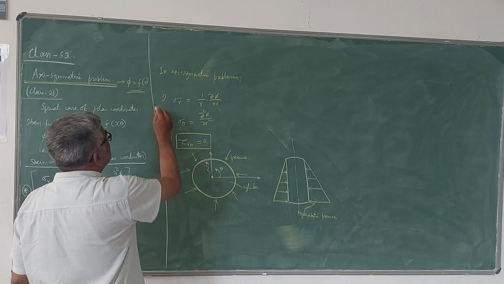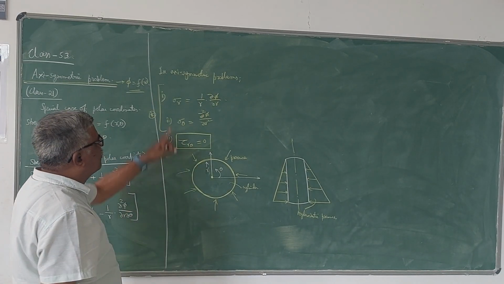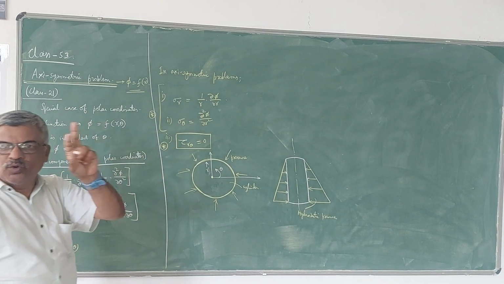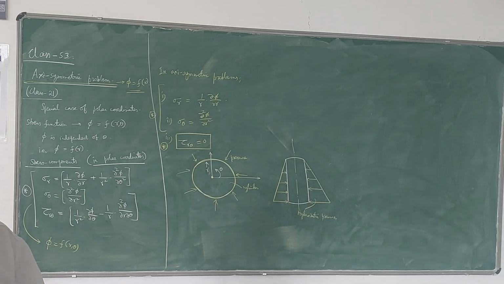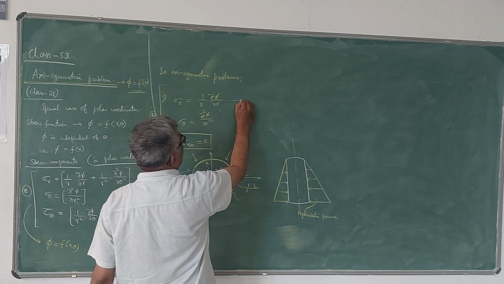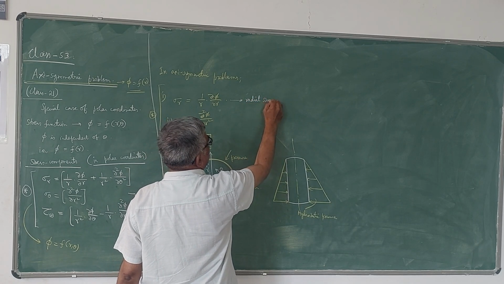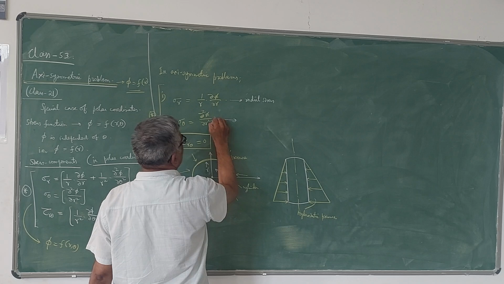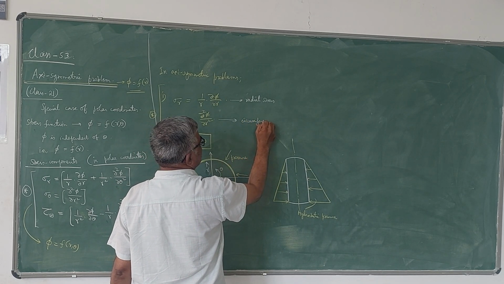So why I told this is, these two are important. In the case of an axi-symmetric problem, you will be having only two stress components. Tau r theta automatically becomes 0. So here sigma r is called the radial stress because it acts along the r direction. Sigma theta is called the hoop stress or circumferential stress.